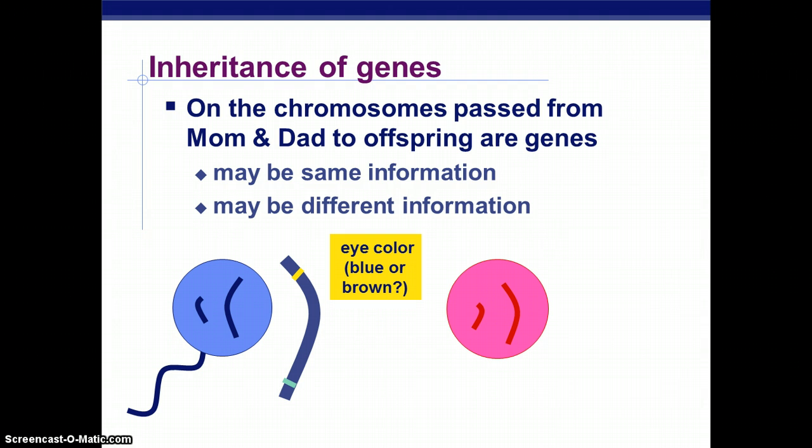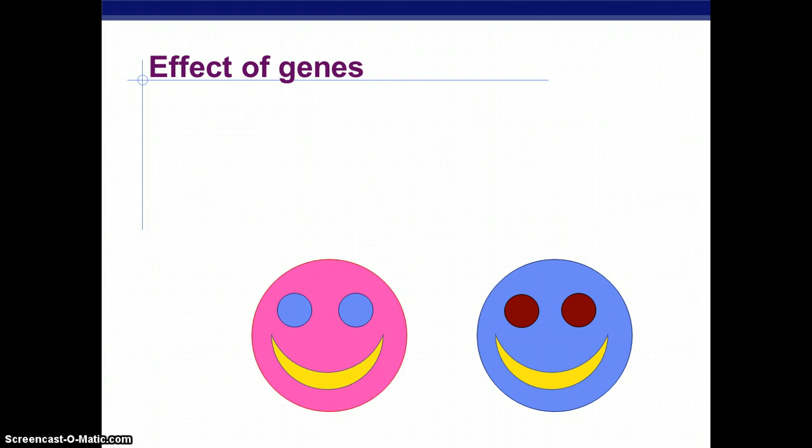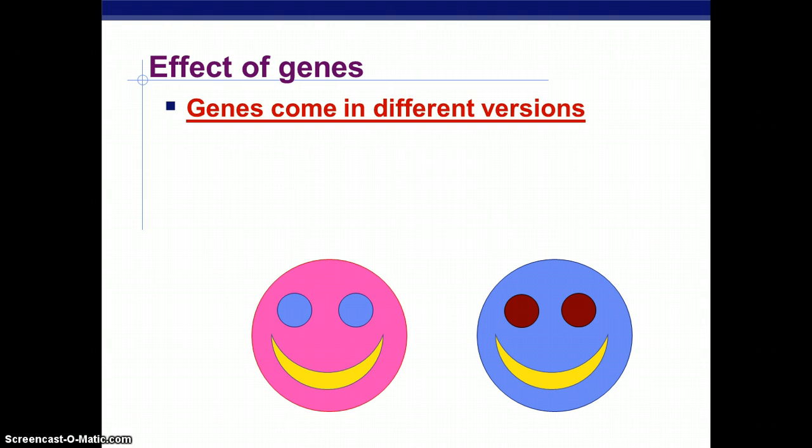So here from the dad, we have this yellow allele at the top of the gene that will code for eye color, but is it blue or brown? Well, the mom also has one, and it can also code for eye color, either blue or brown. So if we're talking about eye color, we're going to run through some examples of what can actually happen.